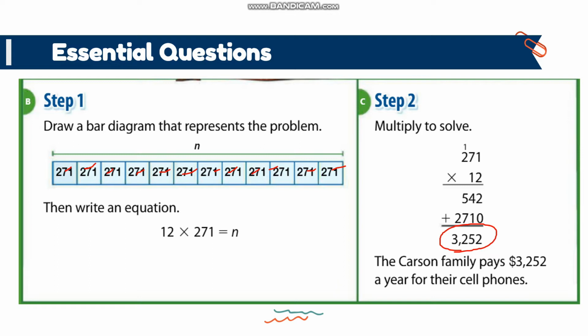So 2 times 1 is 2, 2 times 7 is 14, regroup 1, 2 times 2 is 4 plus 1 is 5. So we have 542. Then we need to put 0. 1 times 1 is 1, 1 times 7 is 7, and 1 times 2 is 2. Then add all the partial products. 2 plus 0 is 2, 4 plus 1 is 5, 5 plus 7 is 12, regroup 1. So 1 plus 2 is 3, so the answer is 3,252.